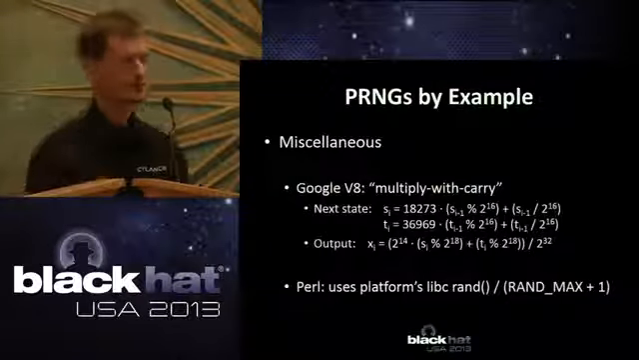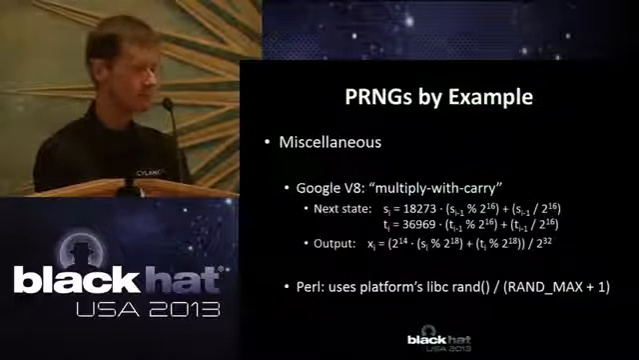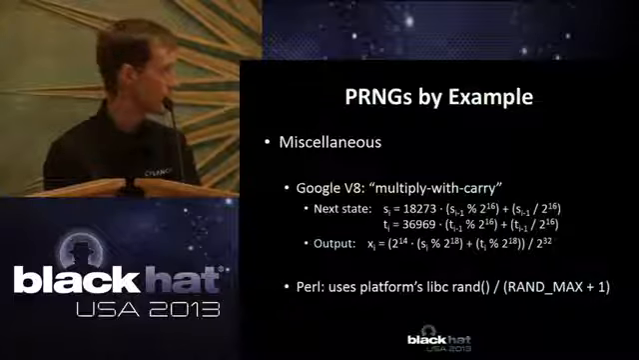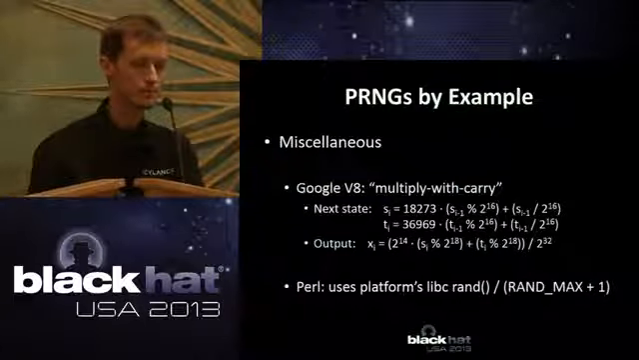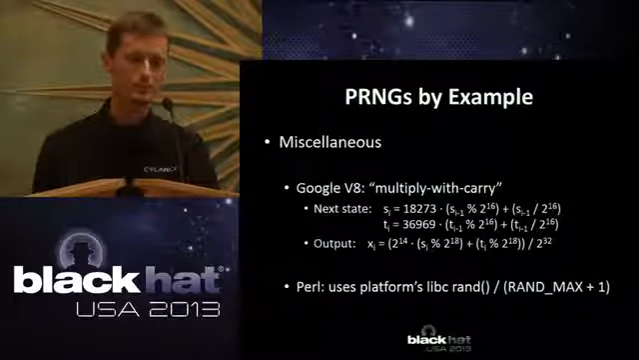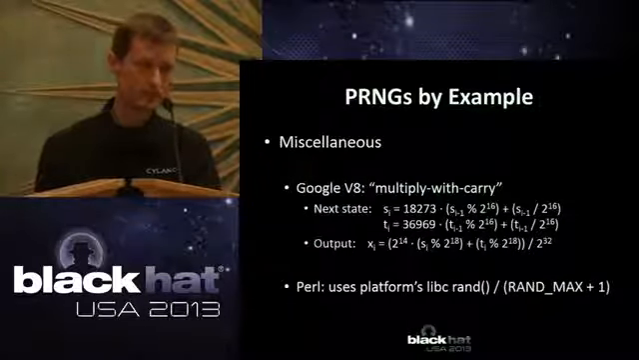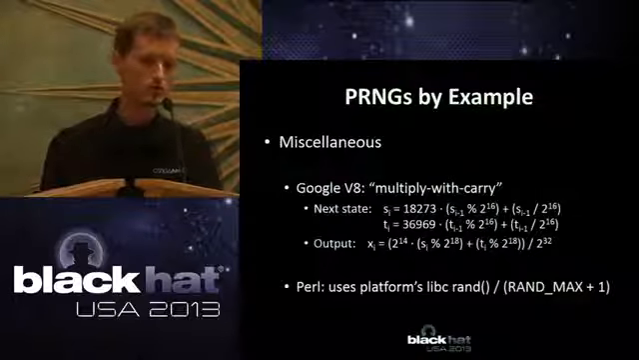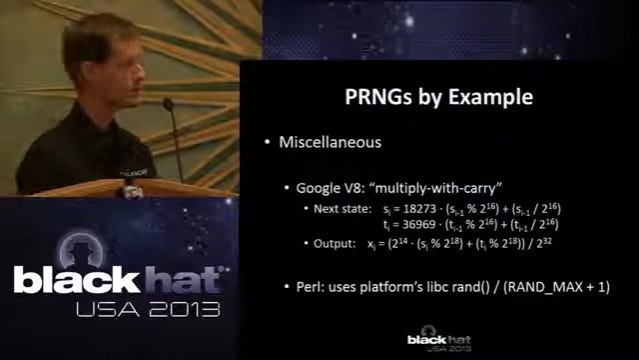Finally, we got this Google V8 PRNG. It's in their JavaScript engine, and they called it a multiply with carry algorithm. There's math for it. We're not really going to get into it right now. And then Perl, in the limited cases I looked at, the basic Perl RAND just uses the underlying platform's RAND, but then always normalizes it. Like it divides it by RAND max plus 1 to make it a float.